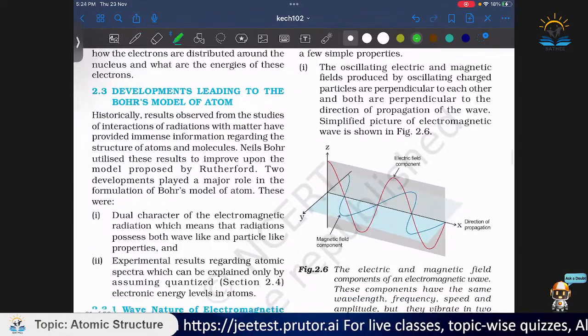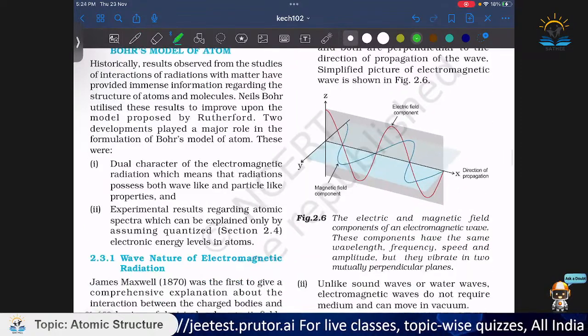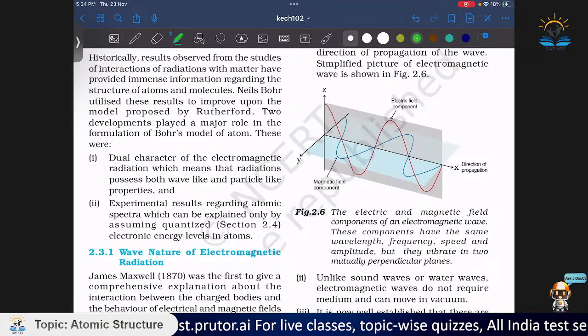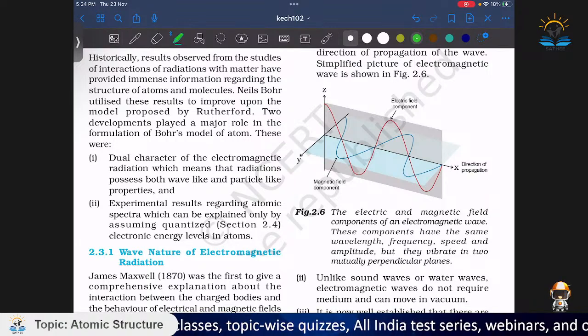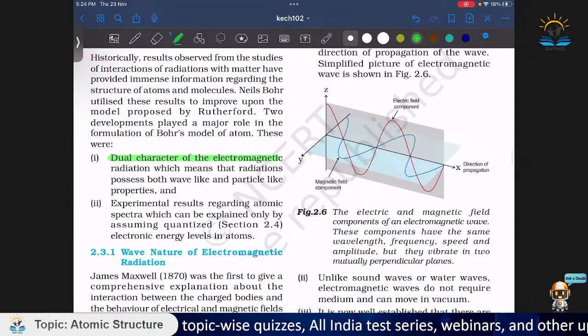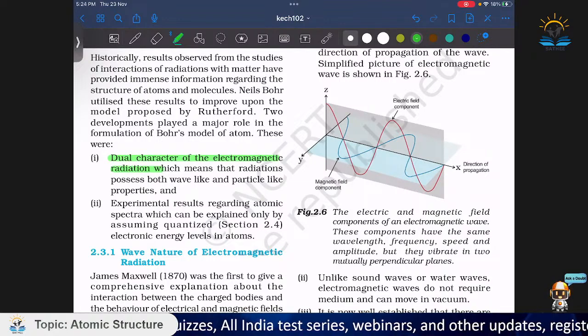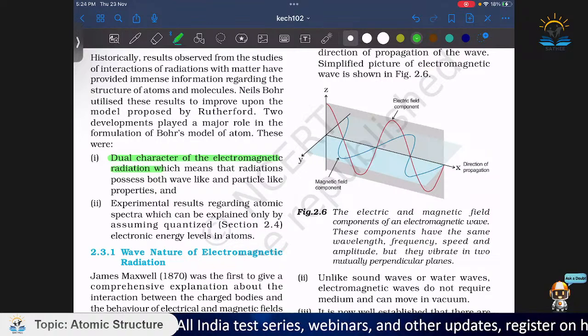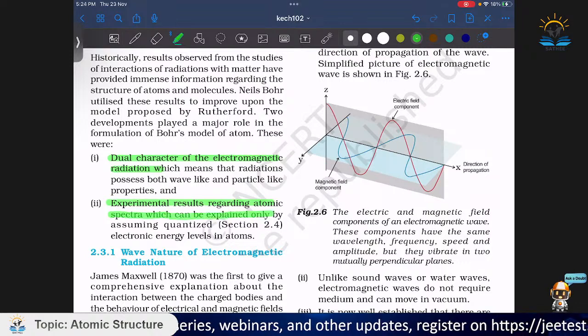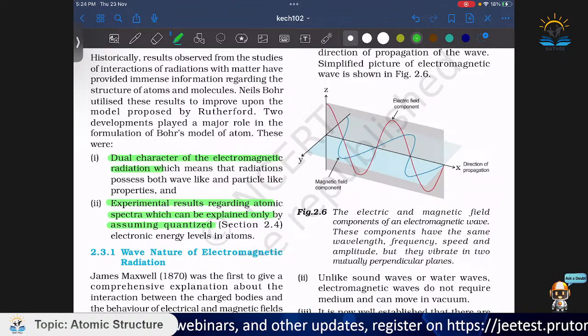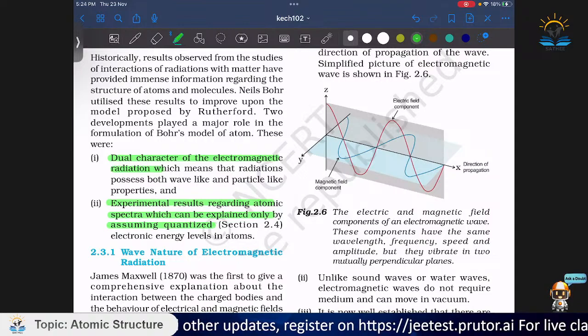Okay, before we go to Bohr's model, there were 2 important developments in the quantum theory of atoms which helped Bohr to postulate his model of the atom: the dual character of electromagnetic radiation, which means radiations are both wave and particle, and the experimental results of atomic spectra, which can be explained only by quantized energy. Okay, so these 2 things had been done.